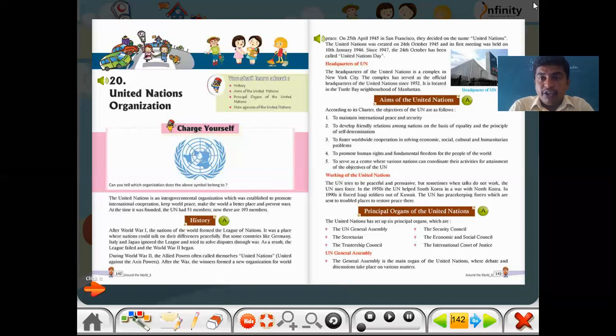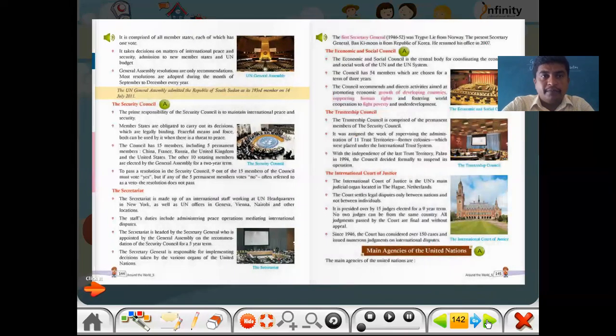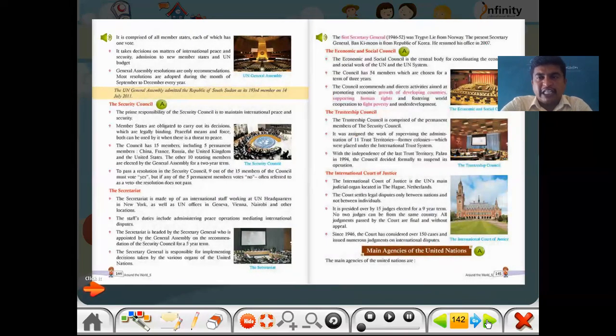Now we shall learn more about the General Assembly. It is comprised of all the member states, all the 200 countries in the world today. All the countries have enrolled their membership in this General Assembly. That is why it is called a permanent body of the UNO. It takes decisions on matters of international peace and security.